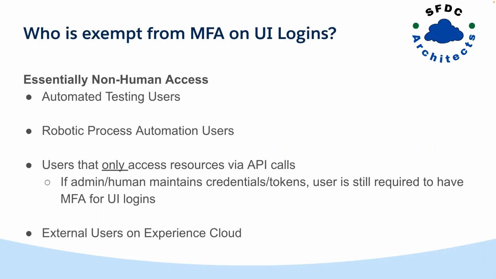Robotic process automation users, again, same thing. If you have processes that you've automated that are doing real actions on the system, you do not have to do MFA for them. And then this one is interesting. If the user is using API calls, they're not required to have MFA, unless there's an admin or a human that still knows those credentials and logs in on behalf of that user to reset passwords, credentials, tokens, or anything they're doing for maintenance for that user. Then you would still have to have MFA on the UI. It does not have to be on API logins.